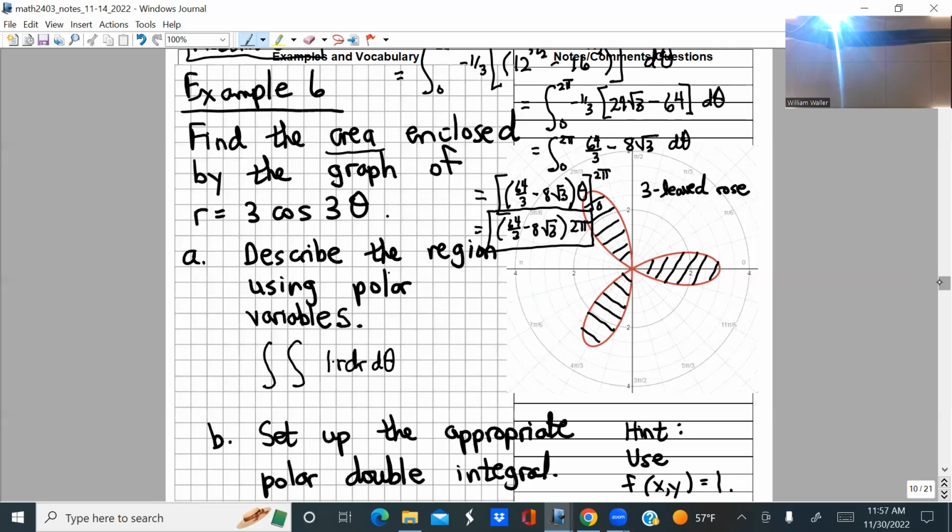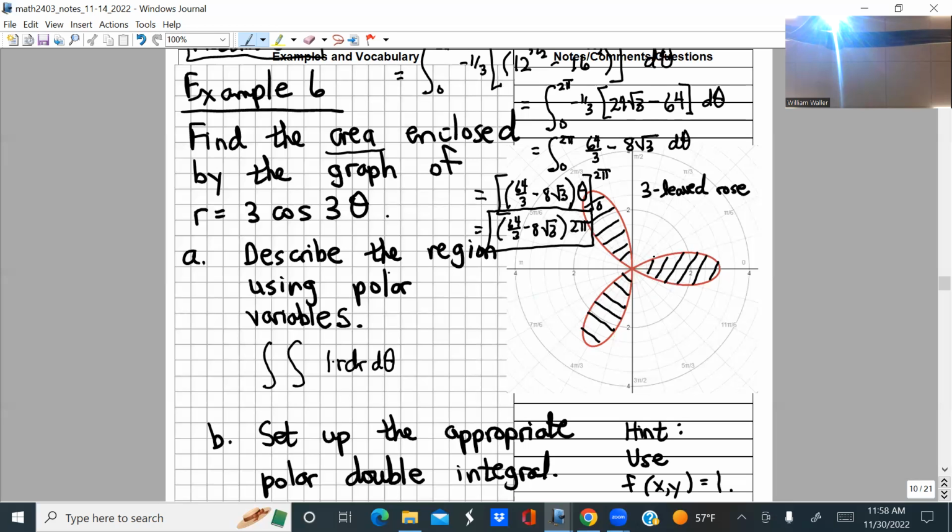Using double integrals. And remember, the trick is you're going to use an integrand of 1. That's how you solve this. All you have to do is write limits of integration that describe your region of integration properly. If you can do that and integrate that integrand of 1, then you will have the area of this region.